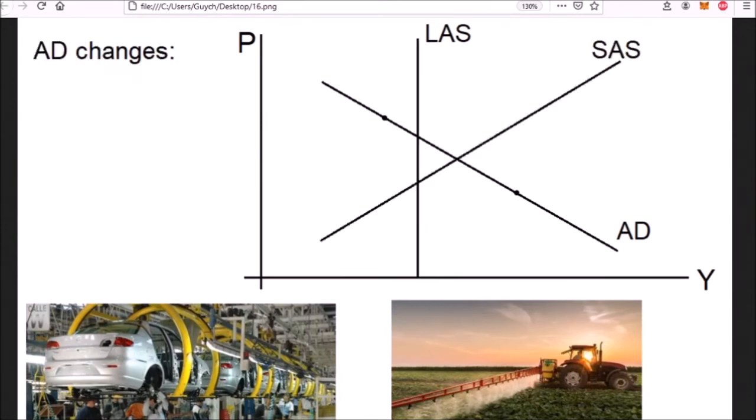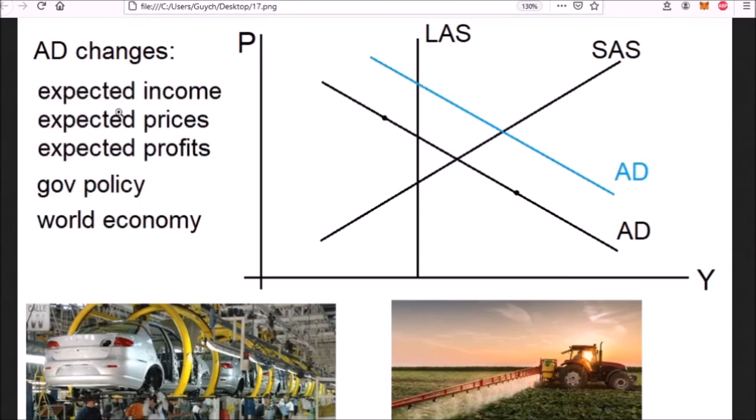Now, finally, let's talk about the changes in the curves, the shifts in the curves, and the factors that can lead to those shifts. Starting with the changes in the aggregate demand curve. The factors that can shift the aggregate demand curve either to the right or to the left are as follows.